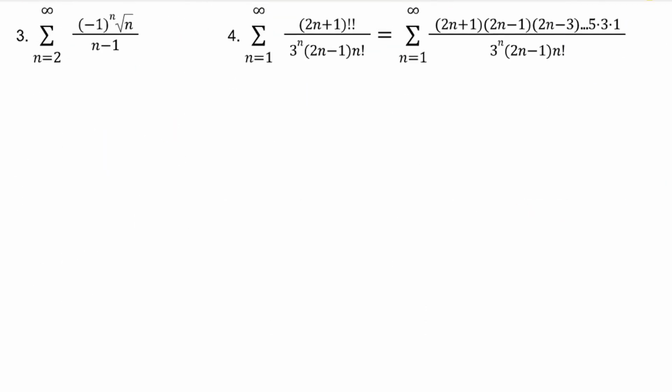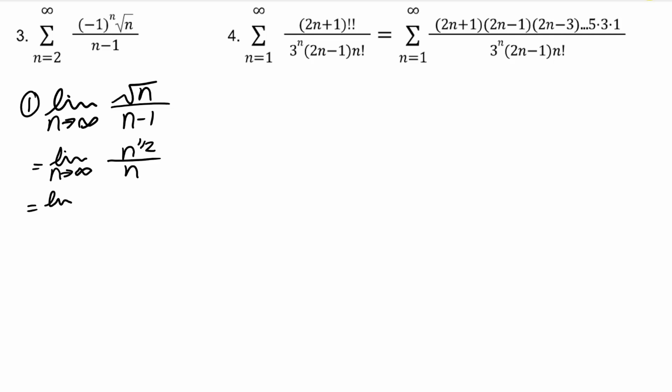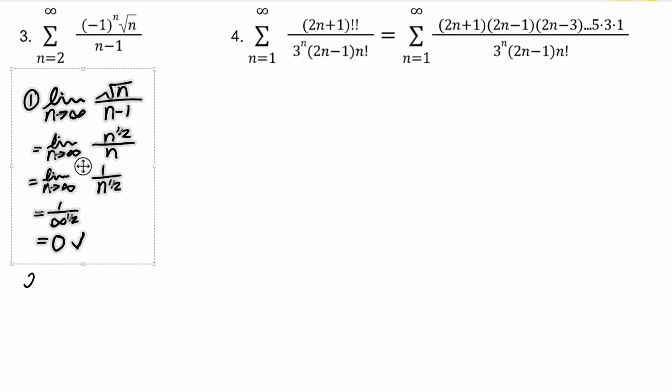Now you may notice that number 3 is an alternating series, so you could use the alternating series test for this one. In order to use the alternating series test, we need the limit of the non-alternating part to go to 0. And we need to know that each consecutive term is less than or equal to the term before.